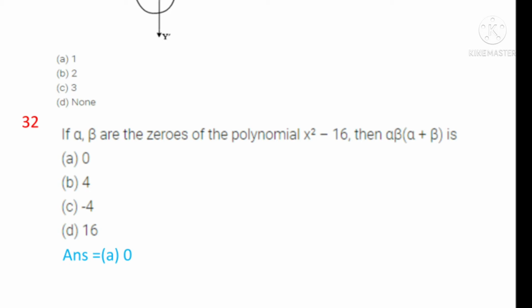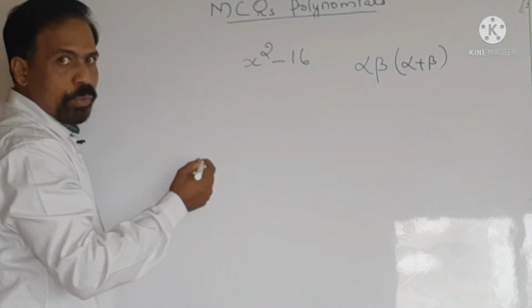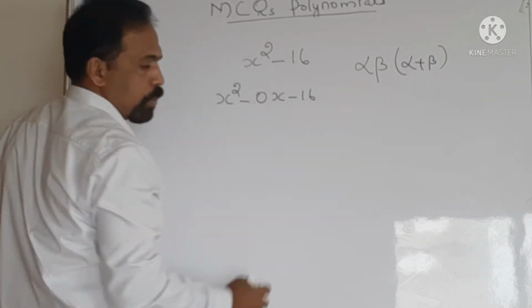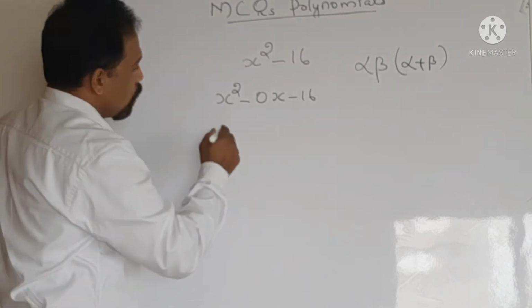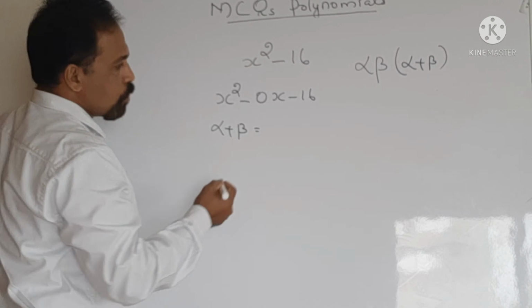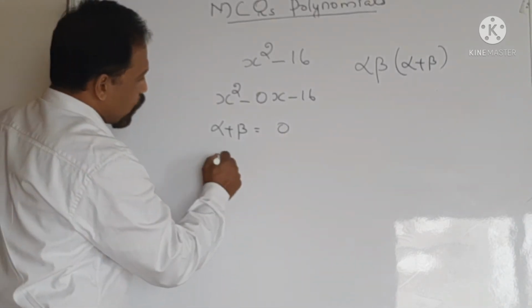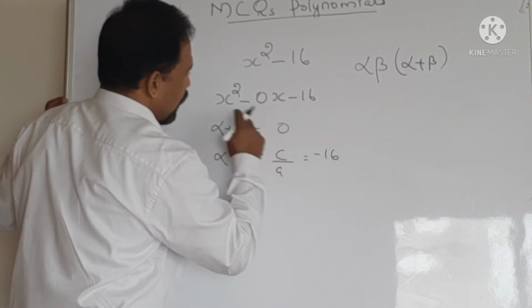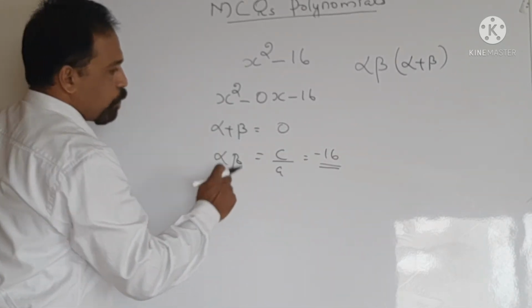Now let us do question number 32. If alpha, beta are the zeros of the polynomial x squared minus 16, then alpha into beta and alpha plus beta is. Now we got this equation x squared minus 16, so that we can write x squared minus 0x minus 16. So if alpha and beta are the roots, the sum of the roots alpha plus beta is minus b by a. So minus b is 0, so it will be 0. Alpha into beta is c by a. What is c? That is minus 16. A is 1. So alpha into beta is minus 16.